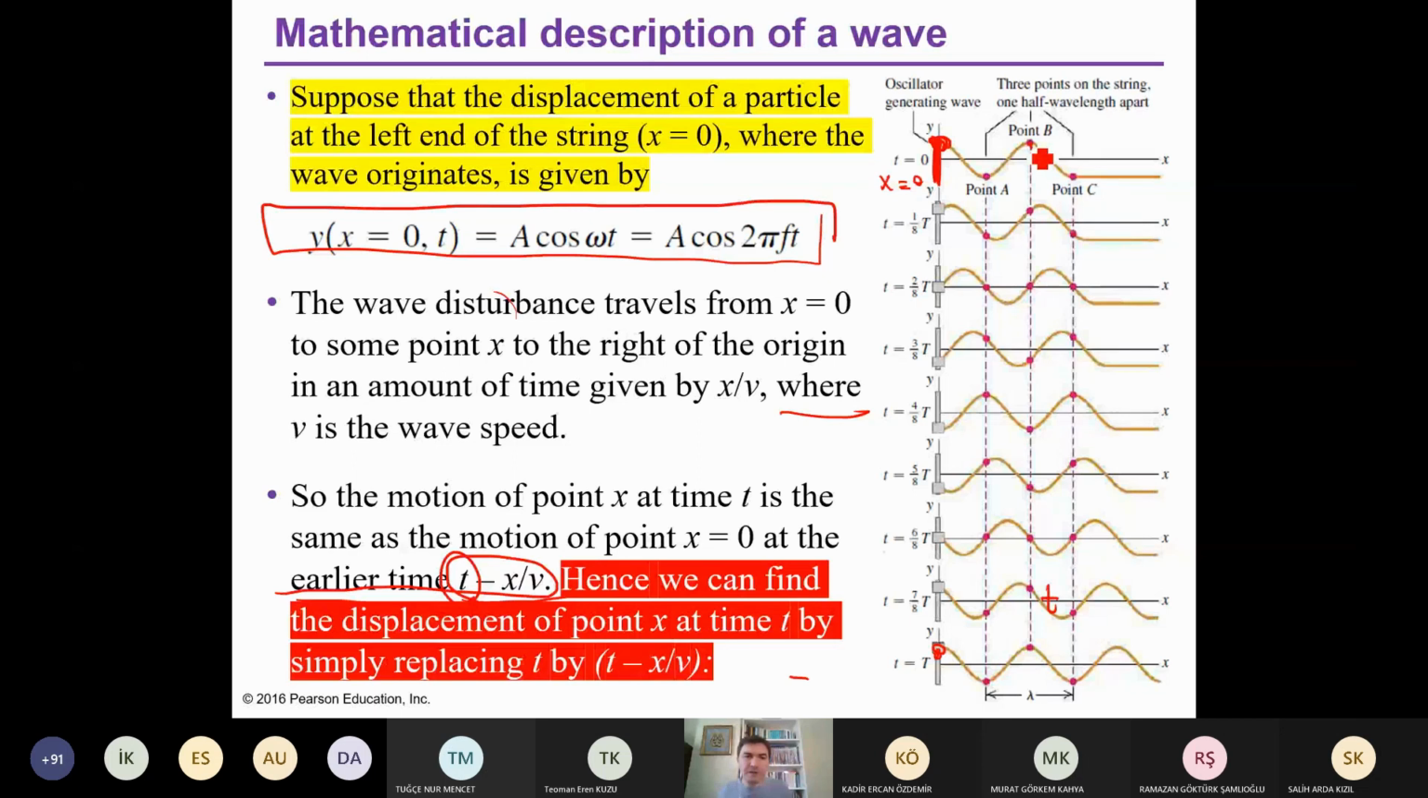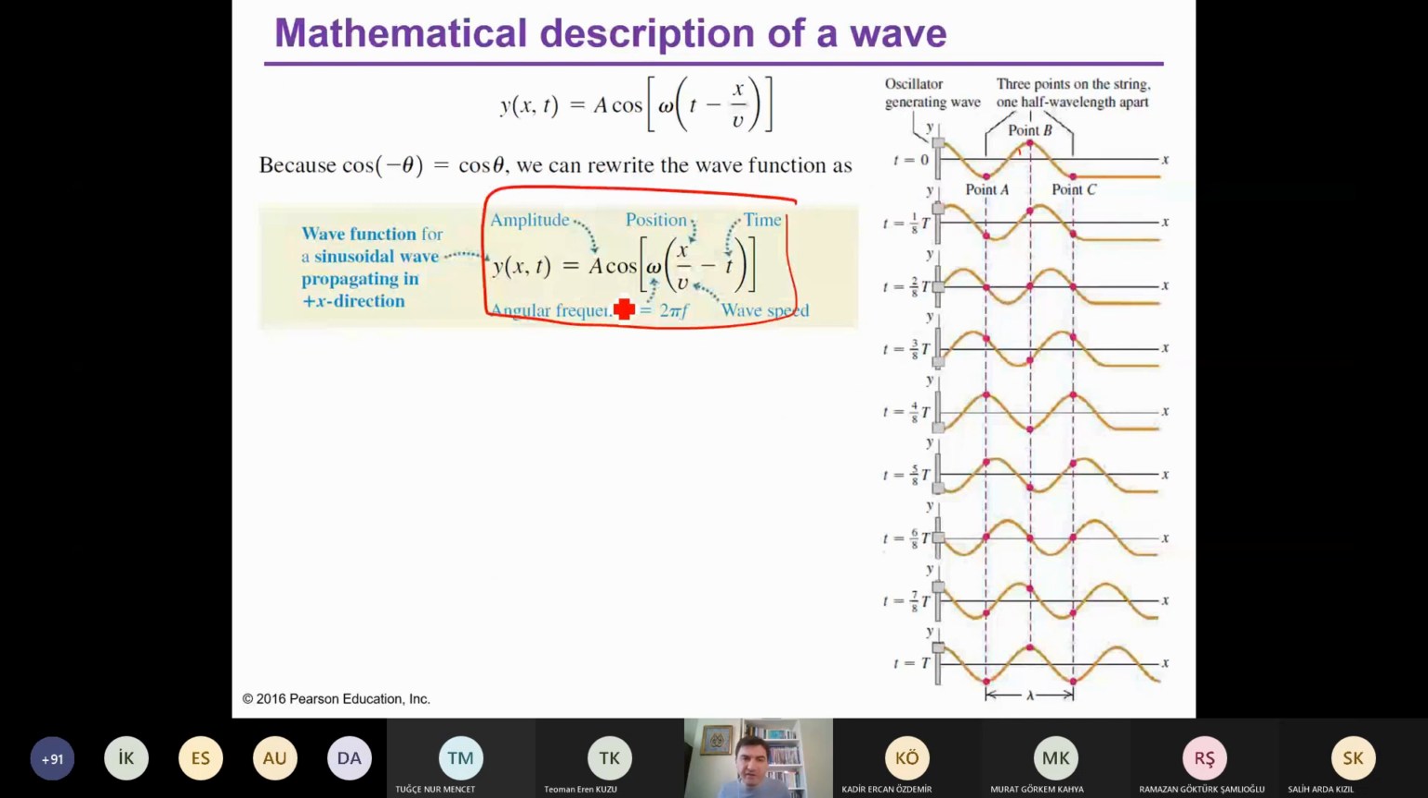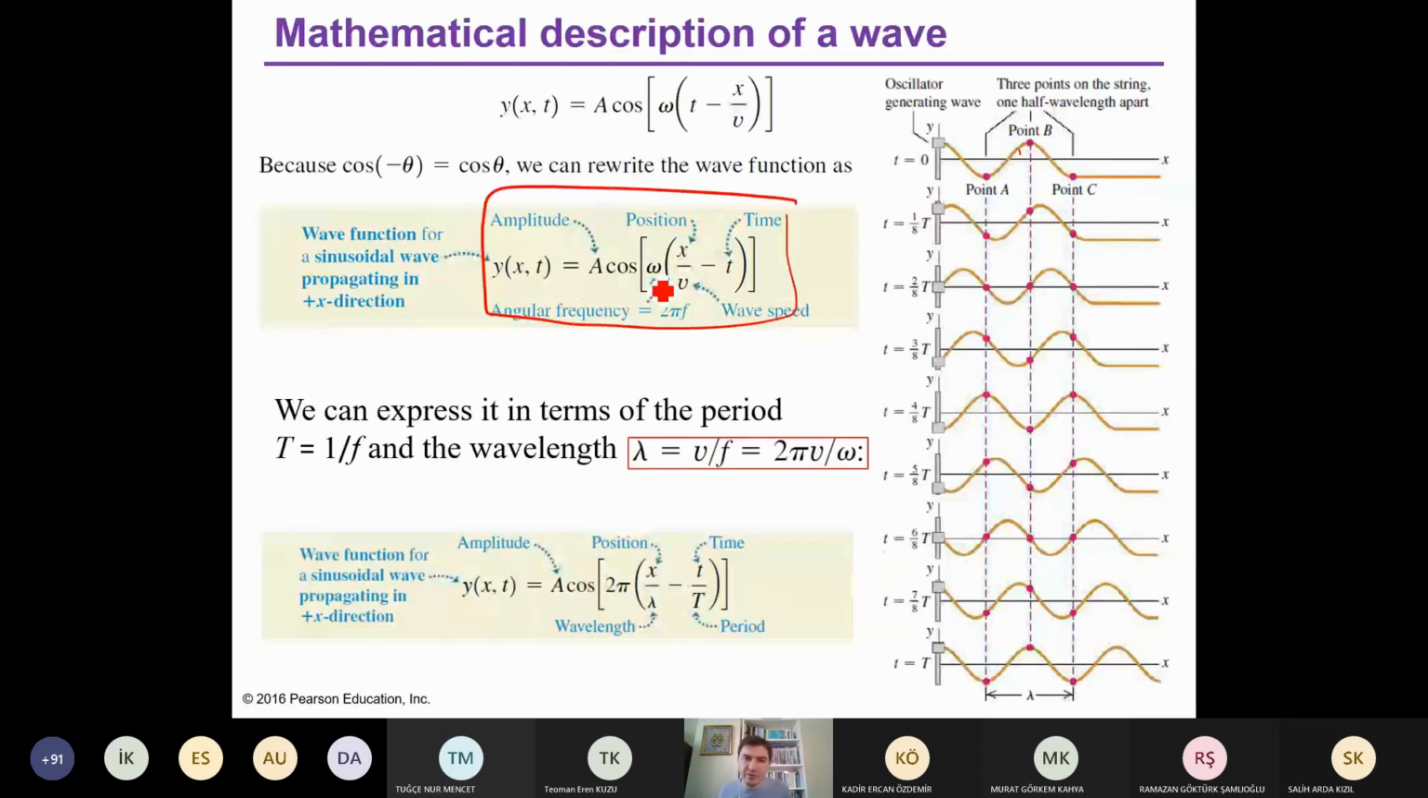So here we have omega. Instead of omega, you can write 2 pi f. Here we have the wave speed. Wave speed is given with lambda times frequency, which we have discussed in the first part of this lecture. Okay, so you can rearrange this cosine function. Then you can write it like this.